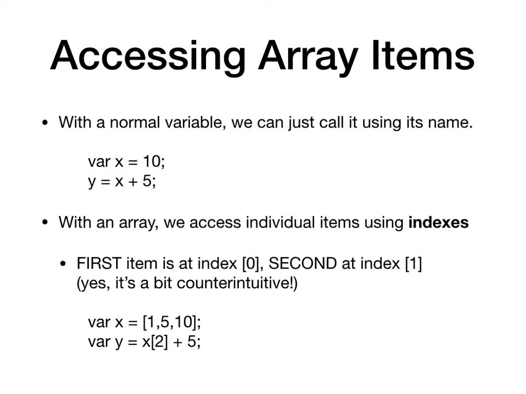And be aware of off by 1 errors. You will make some of those. I still make them to this day. So, in this case, we've defined an array in X. Var X equals 1, 5, and 10. And then var Y, in the same pattern as above, I want the third item of X, which is 10, plus 5. So I'm accessing the third item of X, the nth item of X.